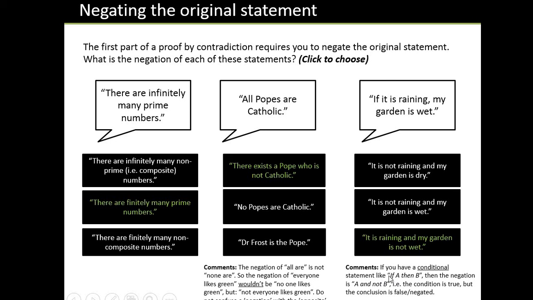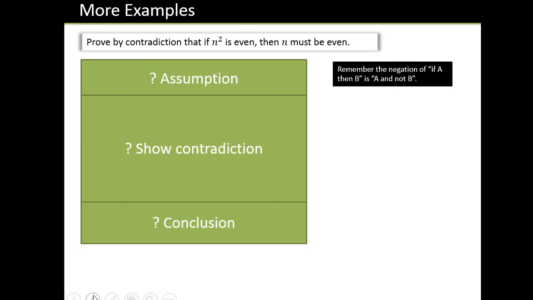If you have something like "if A then B", like we have here, the negation of that is "if A, if it is raining, then my garden is not wet", so not B. Okay, so be careful of that sort of style. So let's have a look at some common examples. I think we're going to look at 3.